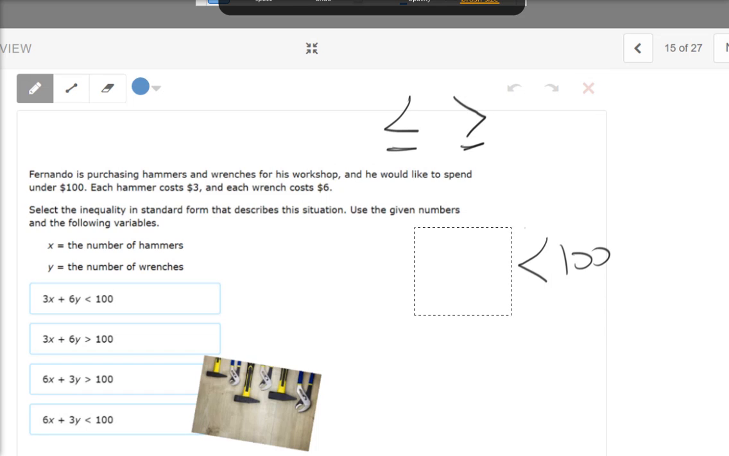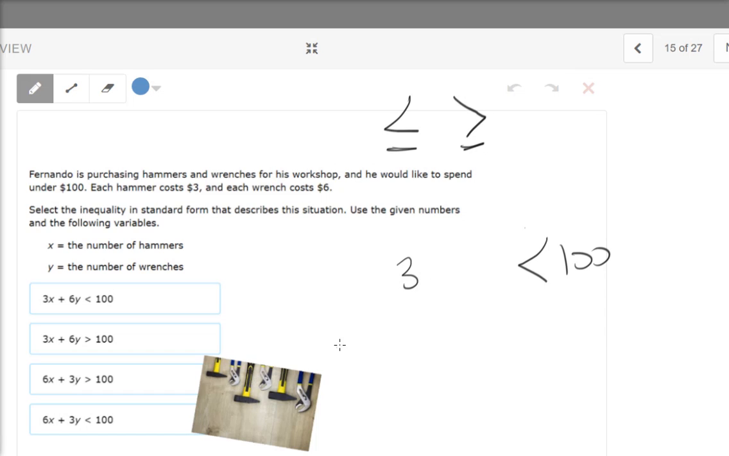All right, so let's see. It looks like Fernando, each hammer costs $3 and each wrench costs $6. So we're going to use two variables. X is going to represent the hammers. So it's going to be 3 plus 3 plus 3 hammers. So 3x, that's the hammers. And then he's going to buy a bunch of wrenches, plus, and each one costs 6 plus 6 plus 6. And the wrenches are going to be represented by the variable y. So it's going to be 1, 2, 3, or 4, or 5.